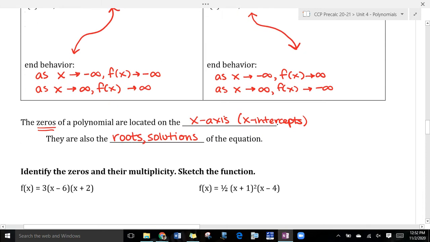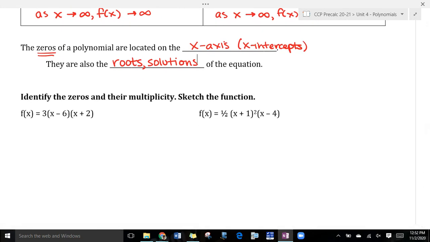So let's go ahead and practice a couple. We're going to identify the zeros and their multiplicity, and we'll talk about what that means and what that means on a graph, and then we're going to sketch the function. Okay, so first off, the zeros or the x-intercepts or the solutions or the roots, especially if they're factored, are going to come from these factors. So we're going to take our factors, and it's like we're solving the equation.